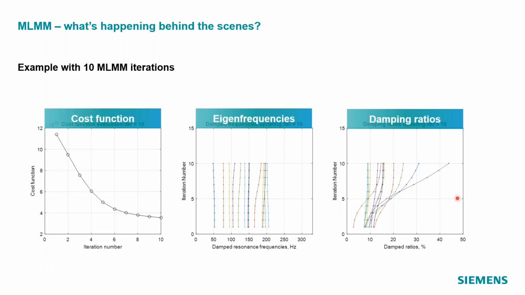So what's happening behind the scenes? We only show the cost function, so you see it decreasing. Behind the scenes, in every iteration, we are slightly modifying the frequencies, and you see them here aligned in 10 iterations. With damping, it's typically a bit more spectacular. The damping values are changing much more during these iterations. We always get closer and closer to the measurement data after a few iterations.